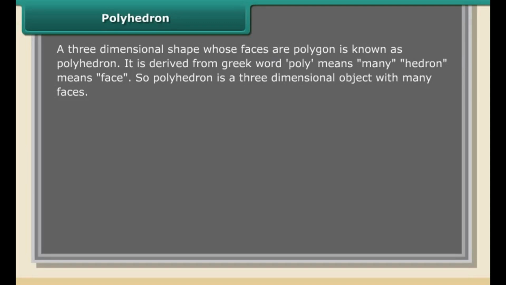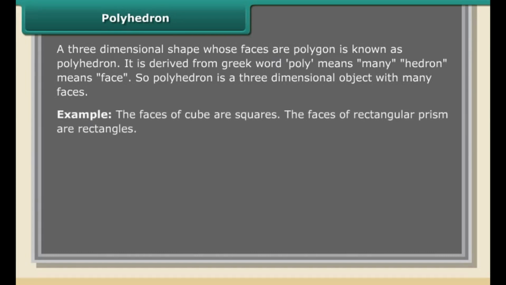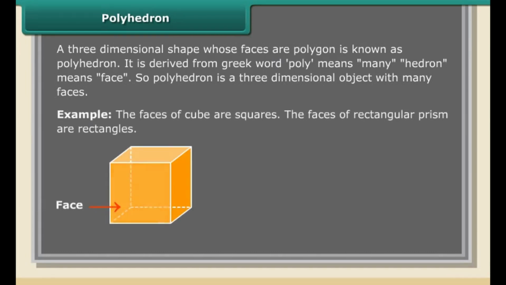Polyhedron. A three-dimensional shape whose faces are polygons is known as polyhedron. It is derived from the Greek word poly meaning many, hedron meaning face. So polyhedron is a three-dimensional object with many faces. Example, the faces of a cube are squares.